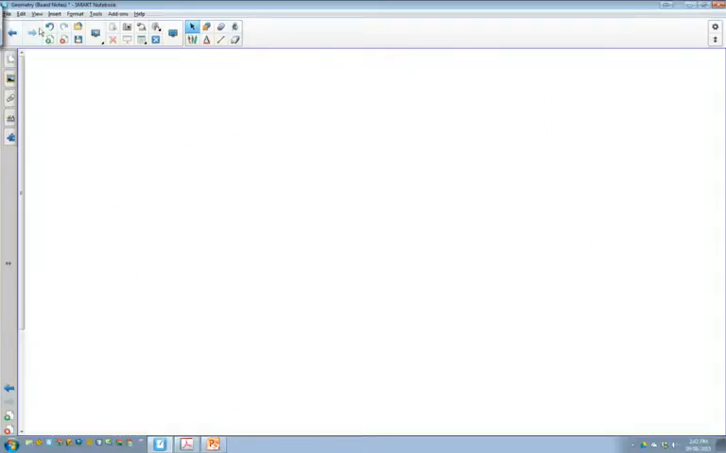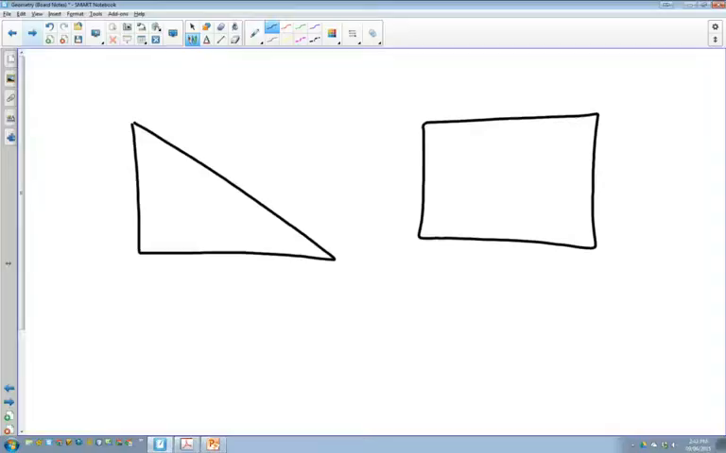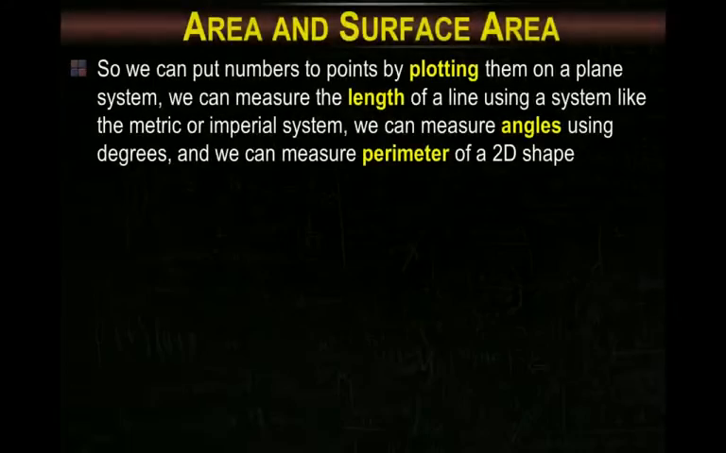Okay? We'll go back to a little bit further. So let's say it's a shape like a triangle or a rectangle, 2 basic shapes. Now, yes, I could determine the length of all the lines, the perimeter. I could plot out the points. But what we're going to look at next is the thing called area. And specifically, we're going to talk about something called surface area.